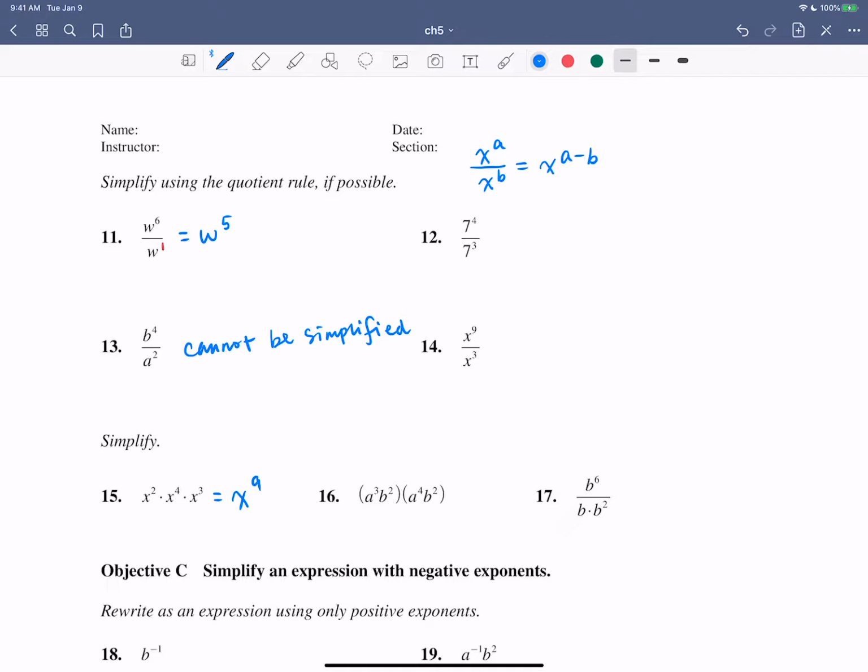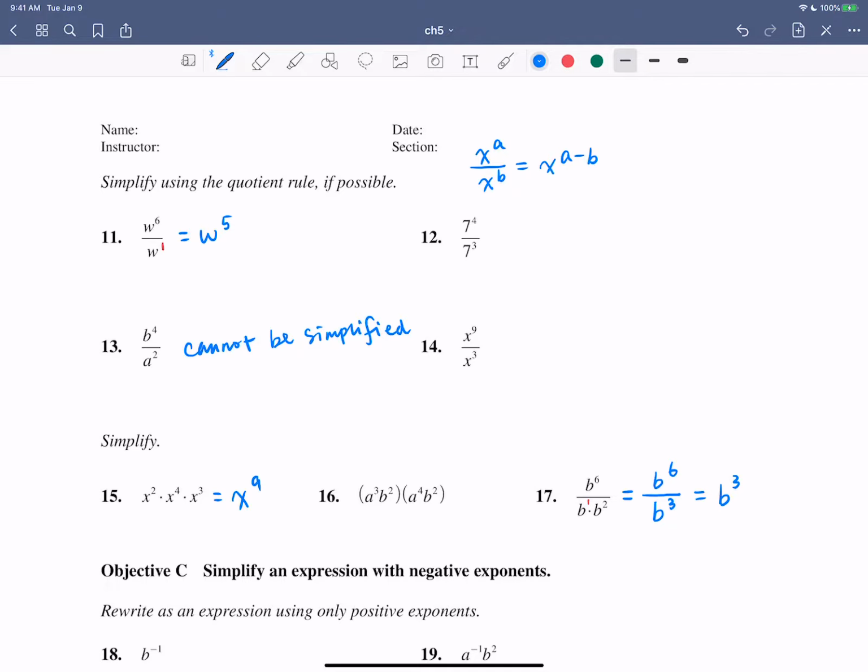Number 17, you have to use both rules. There are multiple ways to do this. If you want to do it step by step, I recommend that you simplify the denominator first. The denominator is b times b squared. So if you put an invisible 1 next to the b, you can apply the product rule. Simply add the exponents, that's b cubed. And then we apply the quotient rule again. Since they have the same base, we subtract the exponents. 6 minus 3, that is 3.